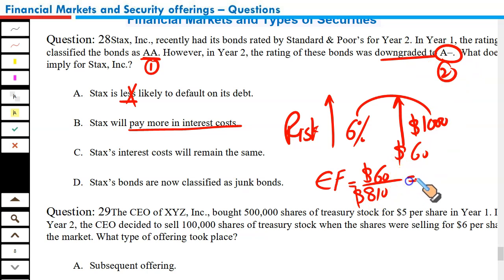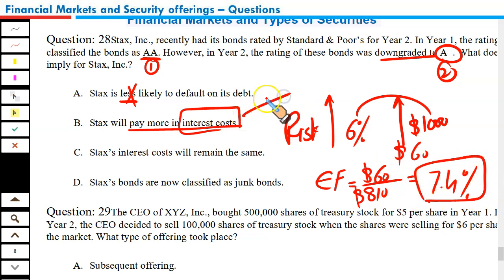So if you calculate the effective interest cost, that is much higher than what you thought. So 60 upon 810 times 100. Look at this. It is 7.4%. So effectively, you are paying more interest cost. More interest cost. I'm not saying more dollars. You are paying $60, but the interest cost is more because your bond has fallen in the market to 810. You are paying $60 on a bond that is trading at 810. So the effective cost of interest has gone up. That makes B the correct option.